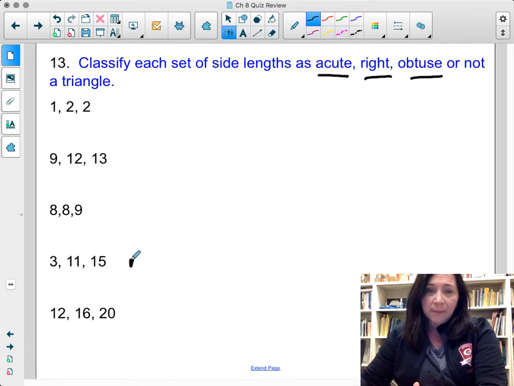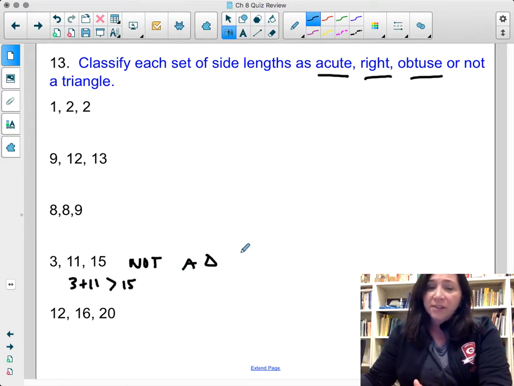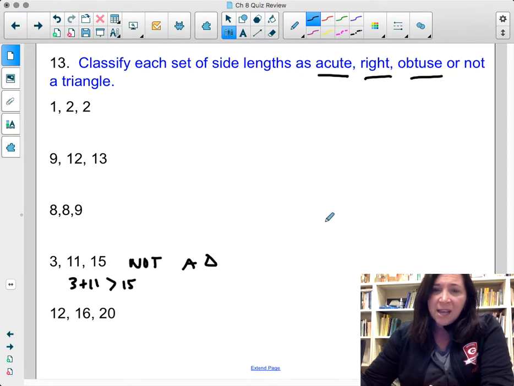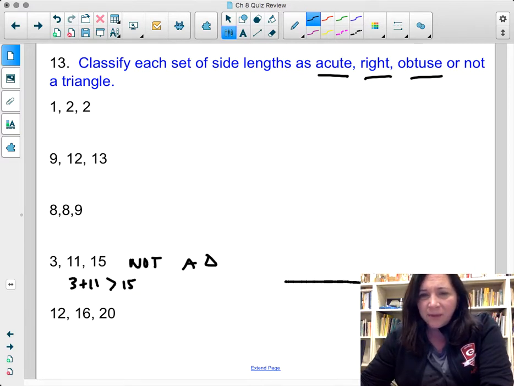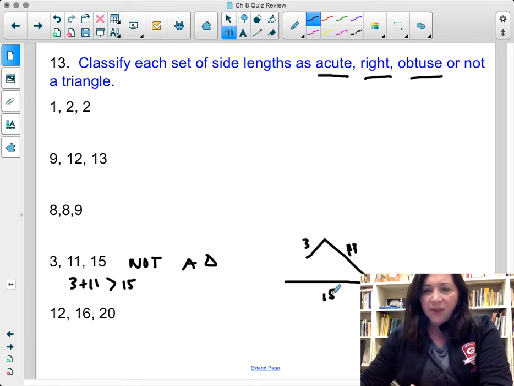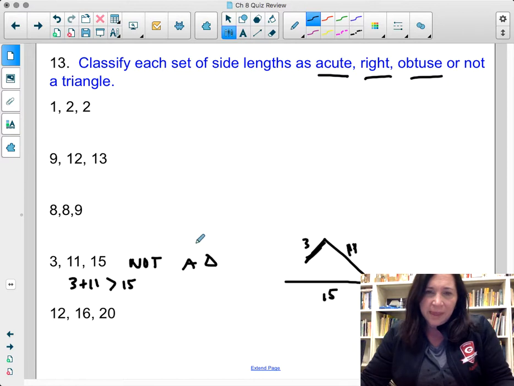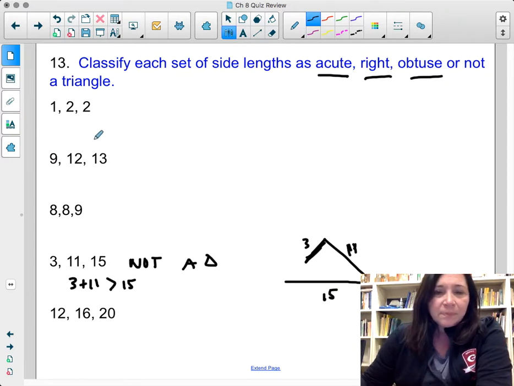This one is not a triangle because the sum of two sides, meaning 3 plus 11, has to be greater than 15 for a triangle to exist. Meaning it doesn't exist because it kind of looks something like this, where that would be 11, and then you'd have this is 3. Meaning, you've got a side of 11, a side of 15, and then you've got this one side that doesn't reach anything. So that triangle does not exist. So you'd say none. Okay.